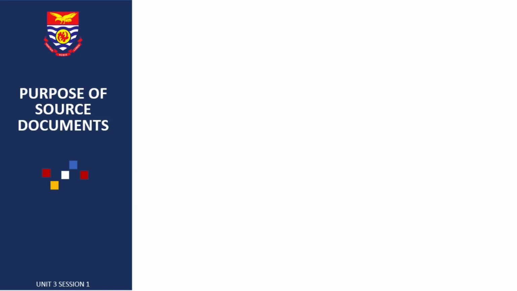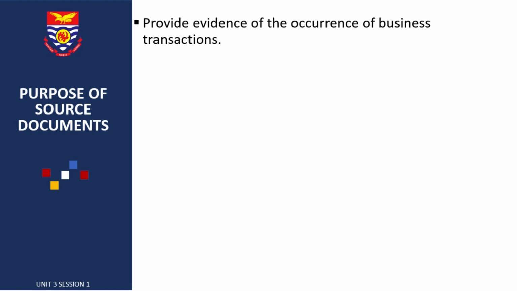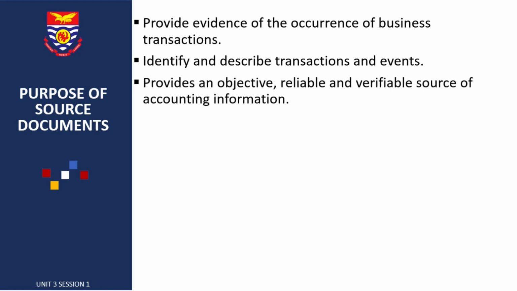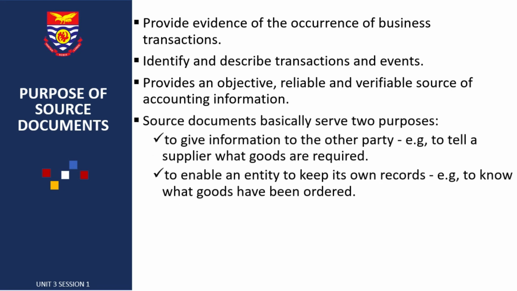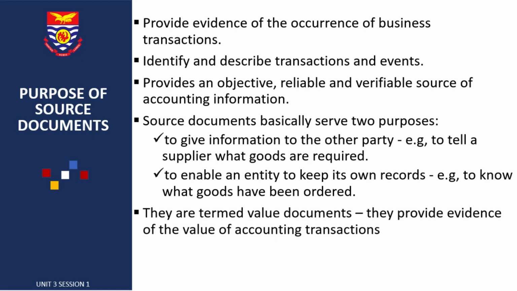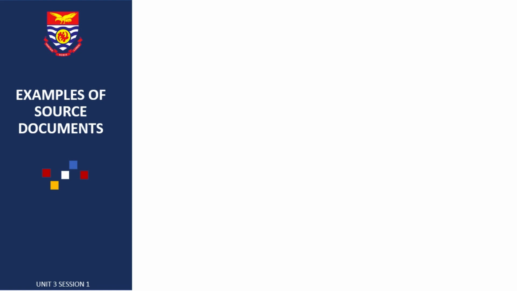Purpose of source document. The source documents provide evidence of the occurrence of business transactions. They identify and describe the transactions and events. They provide an objective, reliable, and verifiable source of accounting information. Basically, source documents give information to the other party, that is to tell a supplier what goods are required, and to enable an entity to keep its own records, for example, to know what goods have been ordered. They are termed value documents. They provide evidence of the value of accounting transactions.